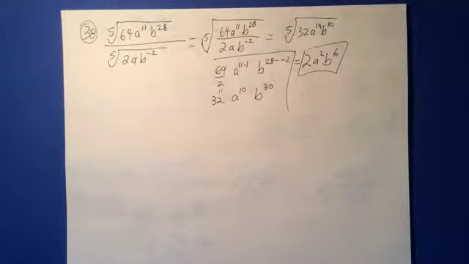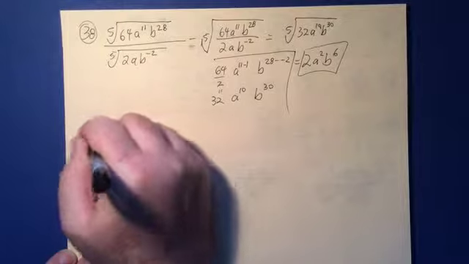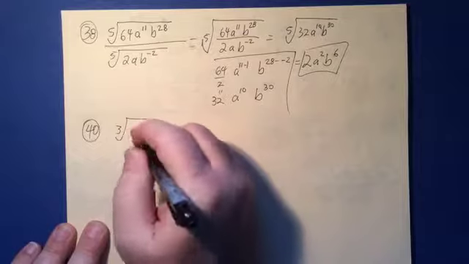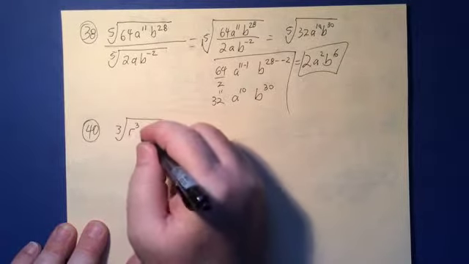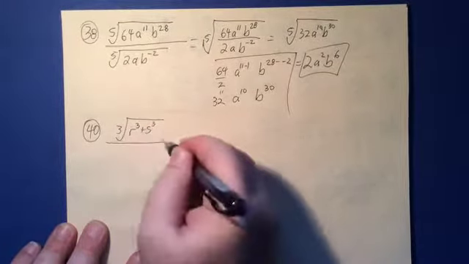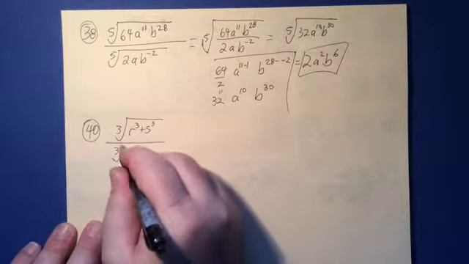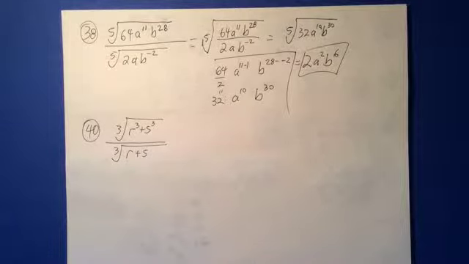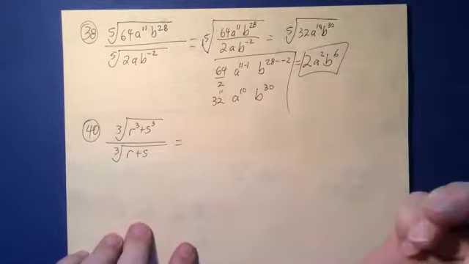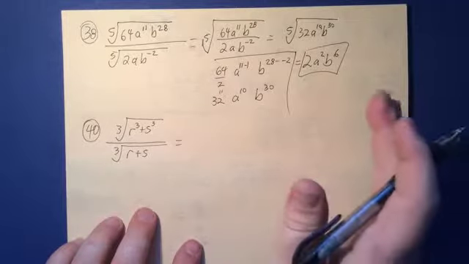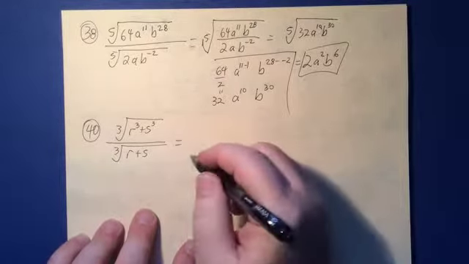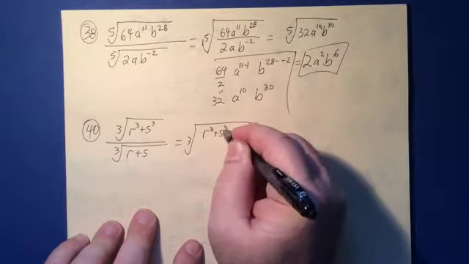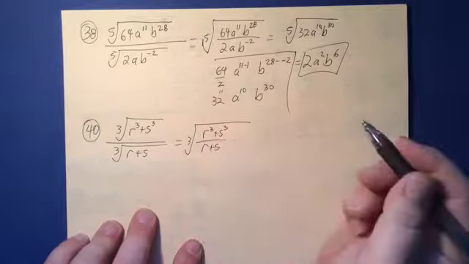Let's take a look at question 40. 40 has a little bit of a different look to it. Here we have the third root of r cubed plus s cubed, divided by the third root of r plus s. So some of you may look at this and wonder how we would ever tackle this. Well, first, let's just put this under one radical, like we talked about. We have r cubed plus s cubed over r plus s.